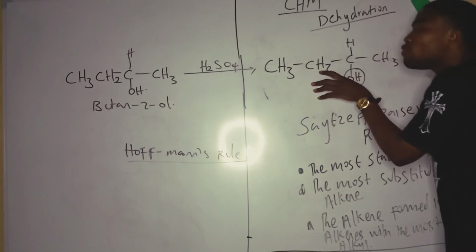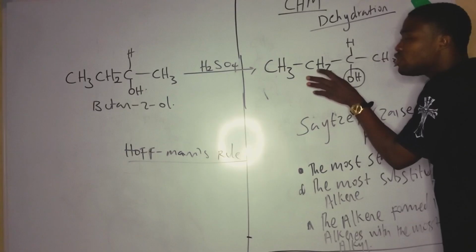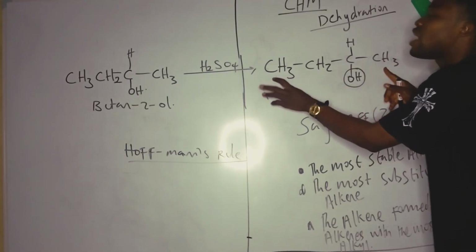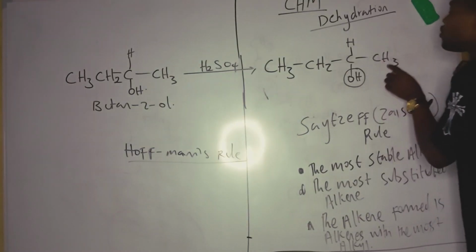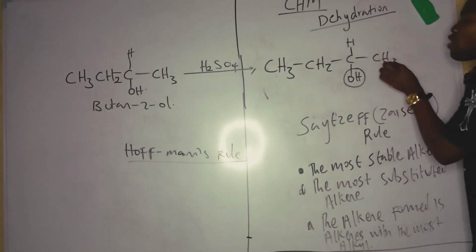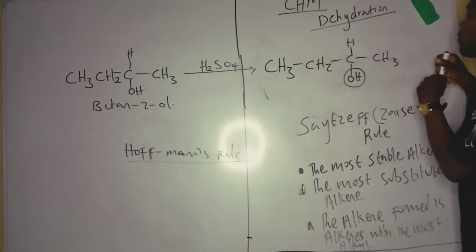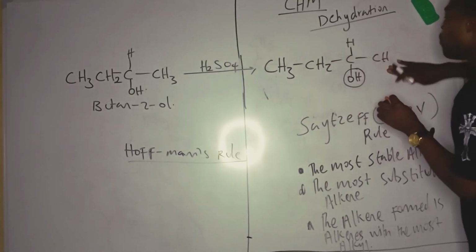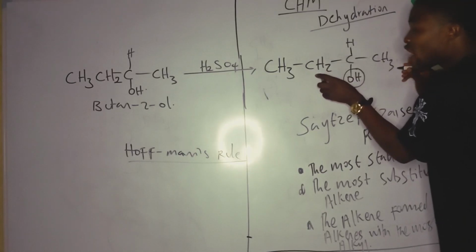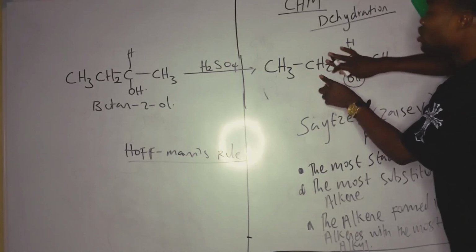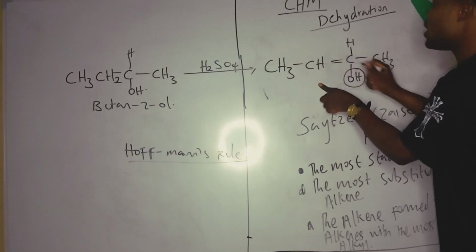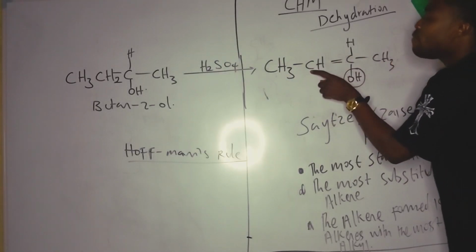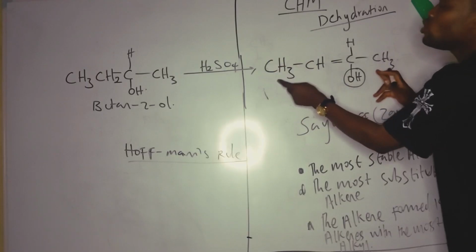If I remove hydrogen from here, according to Saytzeff rule, I have two other alkyl groups. But if I remove hydrogen from here, please follow me, I will have CH2. I will have just one alkyl group. But let's assume I remove hydrogen from here and form my double bond here, I still have two alkyl groups. So removing from here makes it the most substituted alkene.